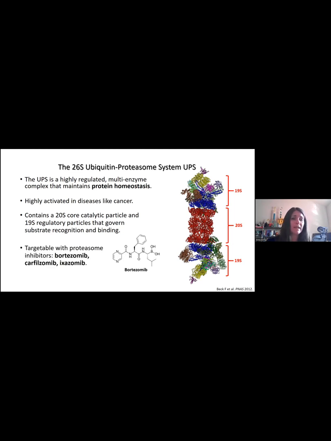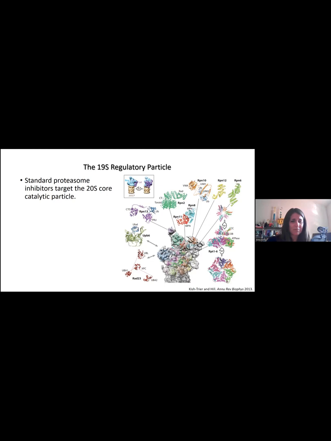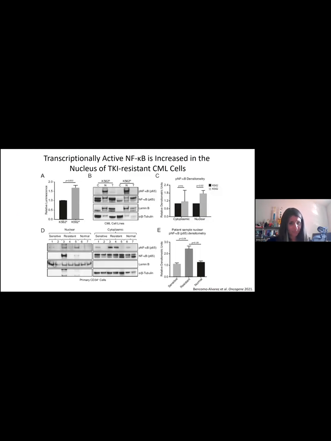And as you know, in diseases like cancer, the proteasome is targetable with proteasome inhibitors, particularly bortezomib, carfilzomib, and ixazomib. But like TKI therapy and CML, resistance and toxicity remain a significant clinical problem. So the 19S regulatory particle contains PSMD1 and 3, which is the topic of my presentation today. So the standard proteasome inhibitors target the 20S core catalytic particle, but some have hypothesized that targeting the 19S regulatory particle could inhibit the proteasome with less toxicity.